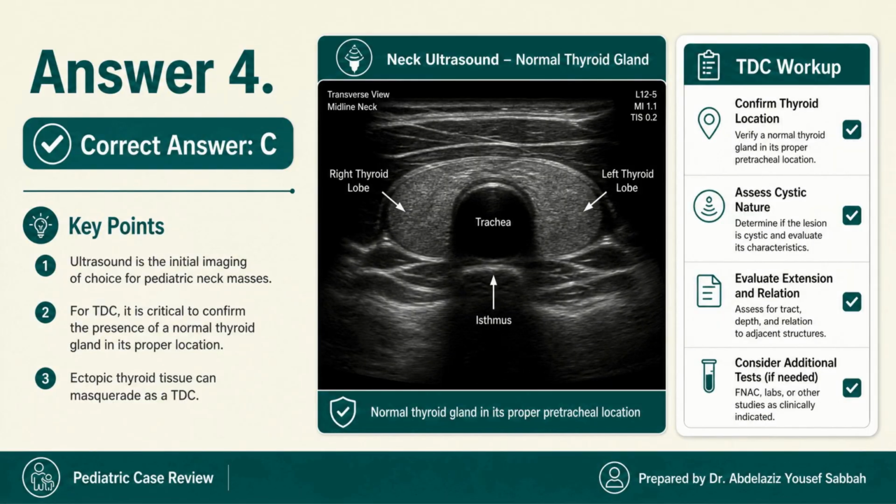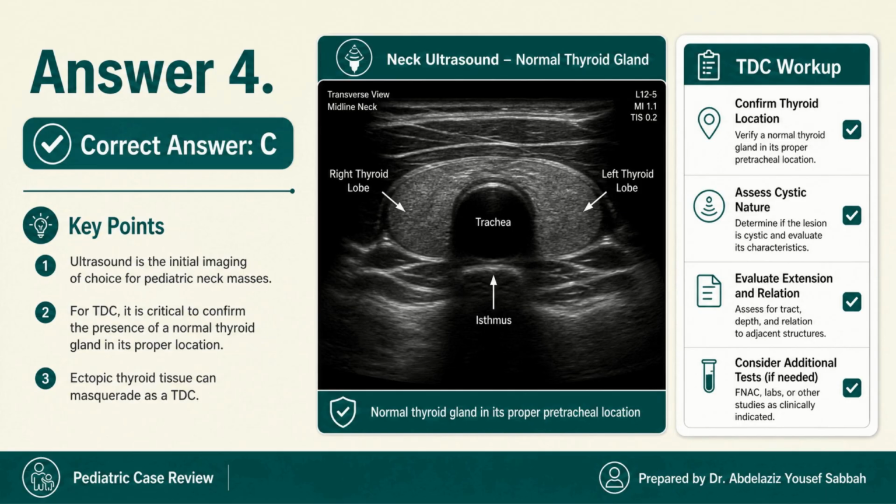Ultrasound is the initial imaging modality of choice for virtually all pediatric neck masses because it is radiation-free, well-tolerated, inexpensive, and highly accurate for characterizing cystic versus solid lesions. For a suspected thyroglossal duct cyst, ultrasound serves a critical surgical purpose, confirming the presence of a normal thyroid gland in its proper pretracheal location before any excision is attempted.